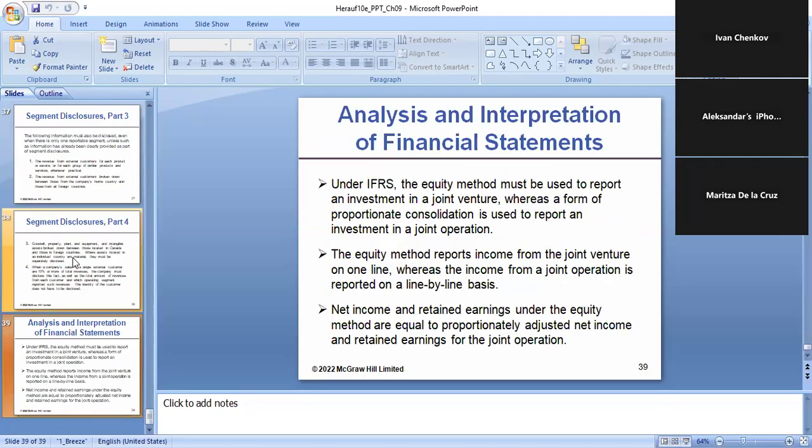And that's about it with chapter 9. I'm not going to spend any more time on chapter 9. In chapter 9, I want you to understand that joint arrangements, joint ventures, and the segment disclosures were the key here. And now you have all the information that you need for your quiz number 2.